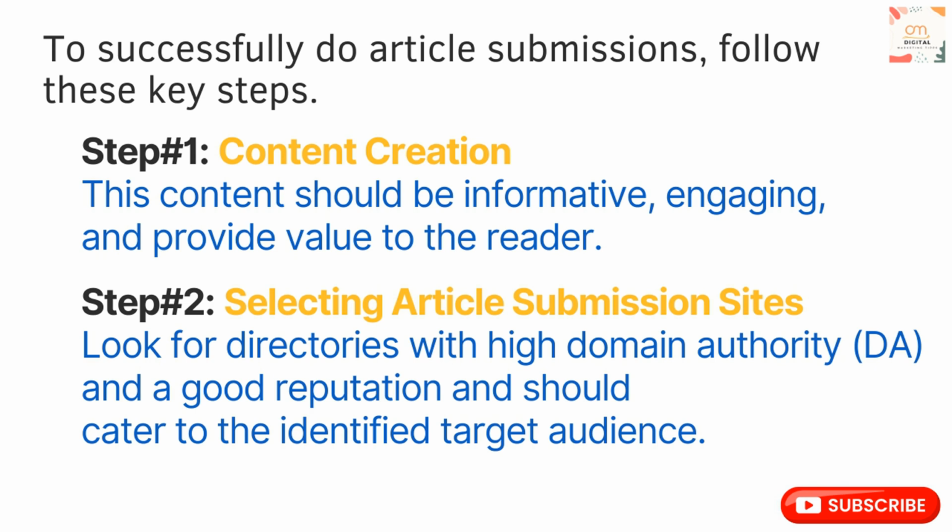Step 2: Selecting article submission sites. After creating the content, the next step involves selecting suitable article submission sites. Conduct thorough research to find authoritative article directories relevant to your niche. Look for directories with high domain authority and a good reputation that cater to the identified target audience. It is advised to choose a mixture of free and paid platforms to increase the visibility of the published article.